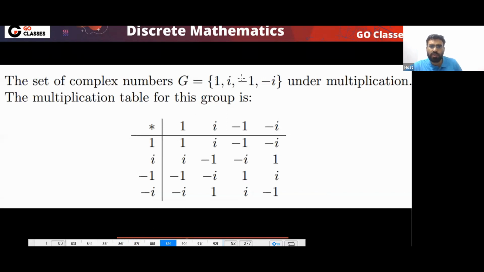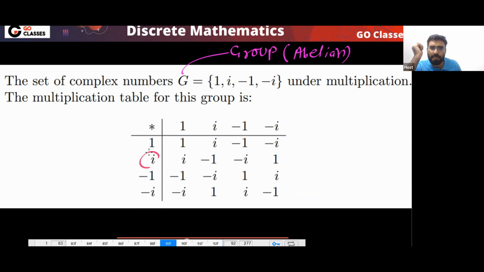For example, this is your group. We have already seen this is a group under multiplication, and this will be the Cayley table: 1, iota, minus 1, minus iota, and 1, iota, minus 1, minus iota. You already know this is a group. In the last class we have seen this is an abelian group. Because it is abelian, can you notice the symmetry? This Cayley table is symmetric.